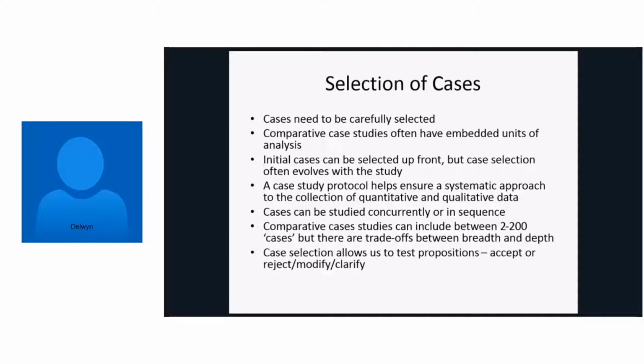However, there are balances in breadth and depth, and I myself have a preference toward depth and understanding of meaning and context, rather than 200 cases where I really don't get a sense of what it was about that context that made or didn't make a difference. And then, of course, our case selection enables us to test our propositions so that we can decide: do we modify them, do we reject them, do we actually use the cases to clarify them?